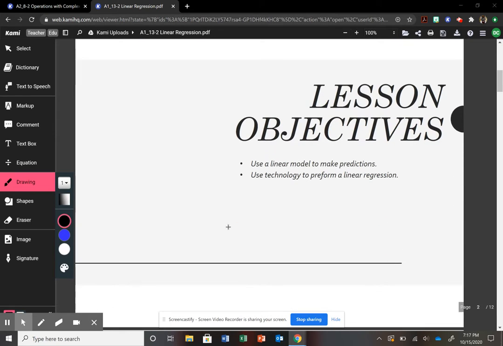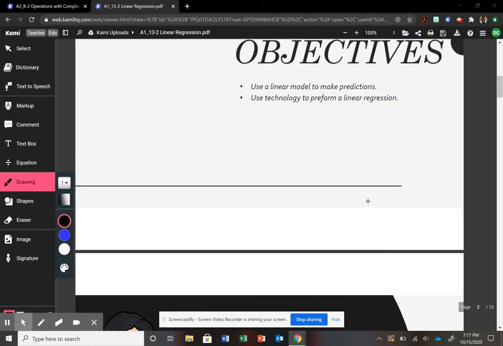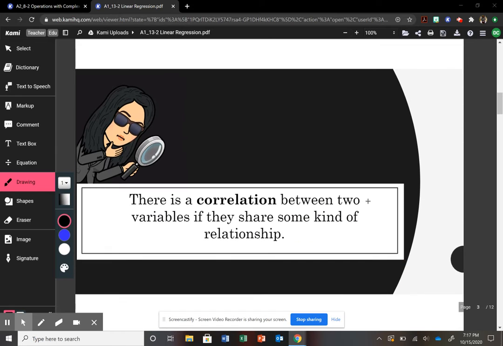Our objectives today are to use a linear model to make predictions and use technology to perform a linear regression. First we're going to go over what correlation means. There is a correlation between two variables if they share some kind of relationship.